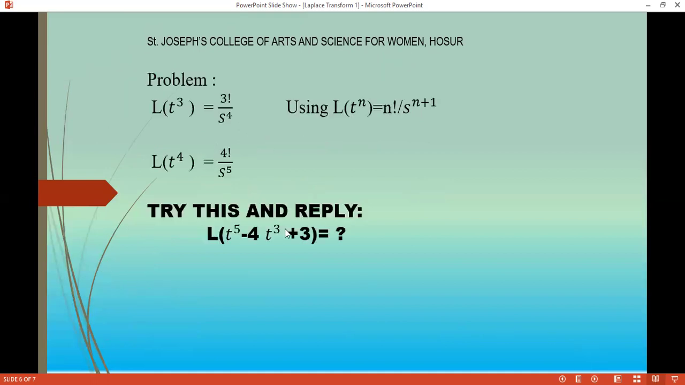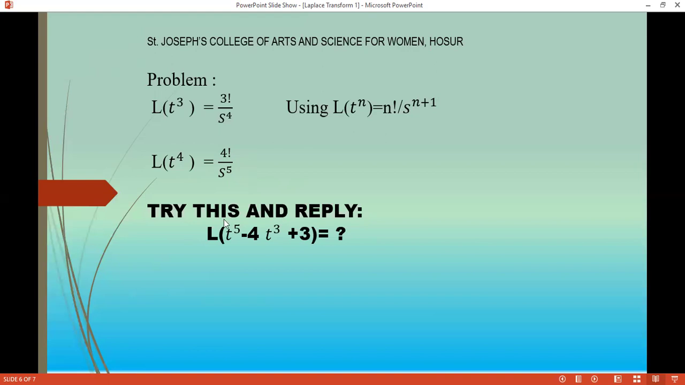Next, we are applying this. L of t cube means we will get 3 factorial by s power 4. L of t power n is n factorial by s power n plus 1. So in the place of n, you are having here 3. So L of t cube is 3 factorial by s power 3 plus 1, that is 4. Same way, L of t power 4, in the place of n you are having 4, so 4 factorial by s power 4 plus 1, that is 5. So we got for L of t power 4, 4 factorial by s power 5.